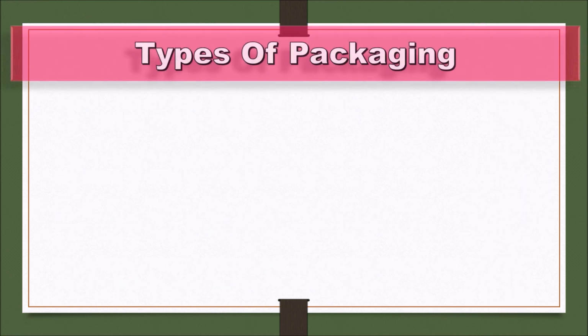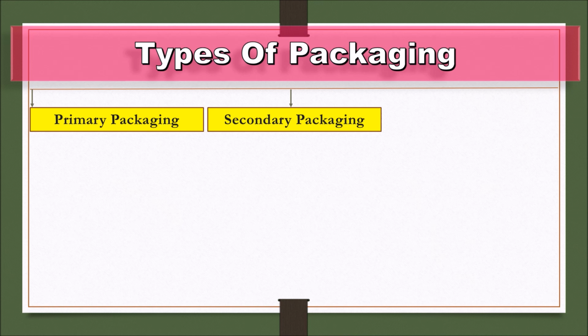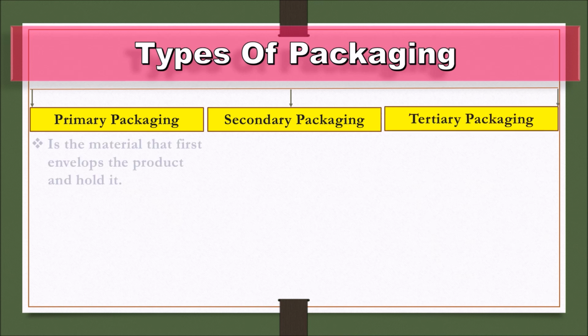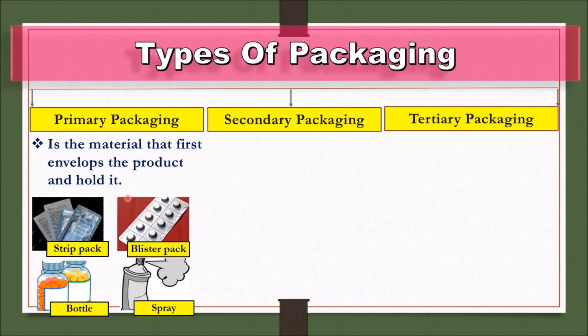Now we'll see the types of packaging. So we have three types of packaging. The first one is primary packaging, the second one is secondary packaging, and the last one is tertiary packaging. So what is primary packaging? Primary packaging material is the material that first envelops the product and holds it. So for example, in primary packaging we have strip pack, blister pack, bottle pack and spray packaging. So basically primary packaging materials are the ones that remain in direct contact with the medication contained in it.